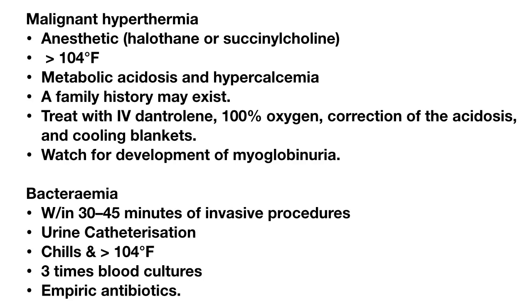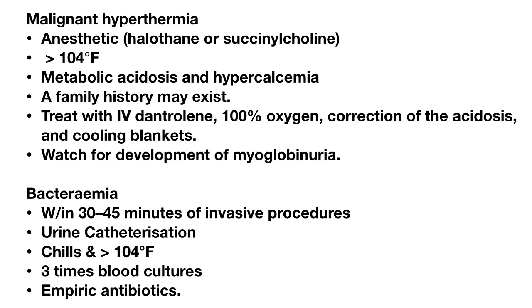Malignant hyperthermia develops shortly after the onset of the anesthetic, like halothane or succinylcholine. Temperature exceeds 104 degrees Fahrenheit and metabolic acidosis and hypercalcemia also occur. A family history may exist. Treat with IV dantrolene, also 100% oxygen, correction of acidosis and cooling blankets, and watch for development of myoglobinuria.